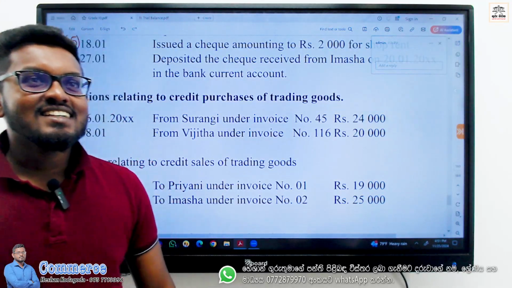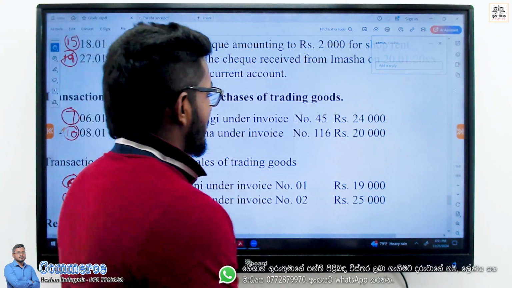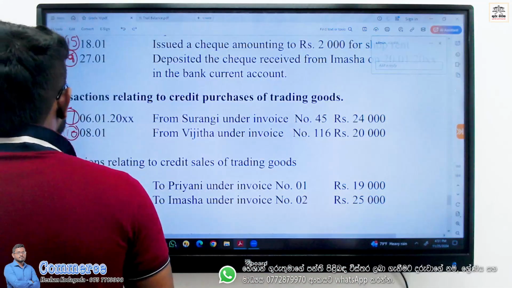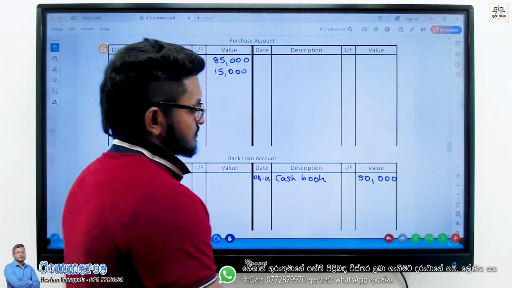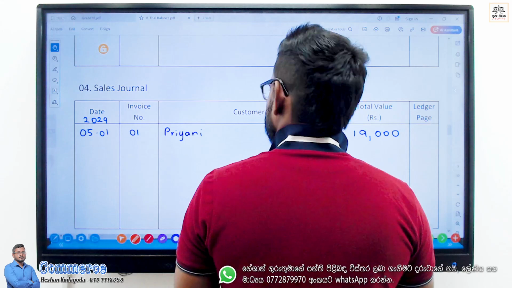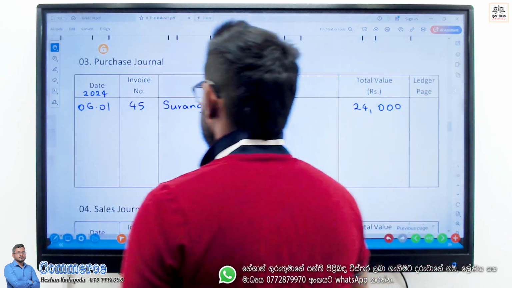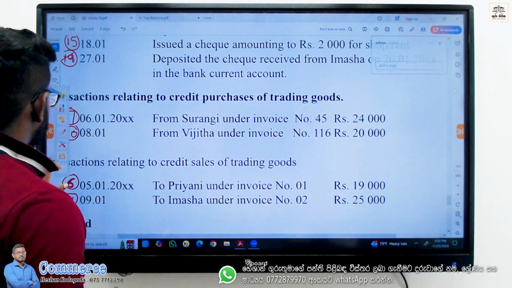Right. Okay, let's go to the other one. 8th of January, from Vijita under invoice number 116, 20,000, it's a credit purchase, right? Go to the purchase journal. This is the purchase journal, right? So the date is 8th of January from Vijita.